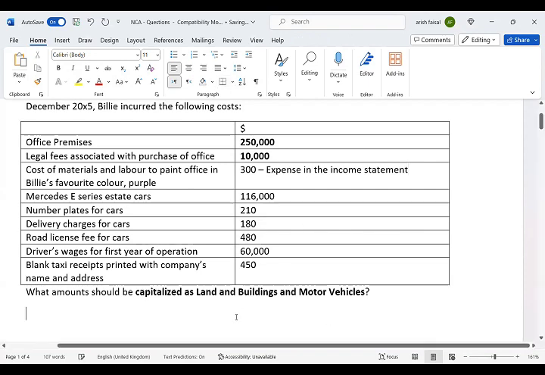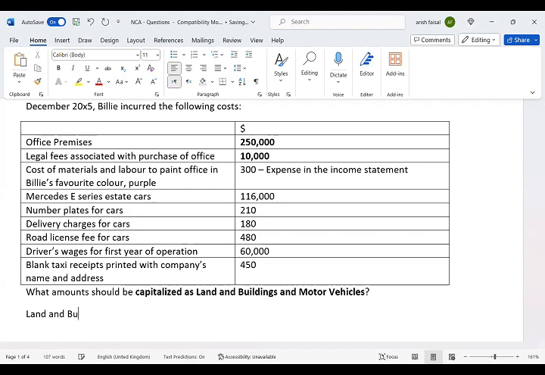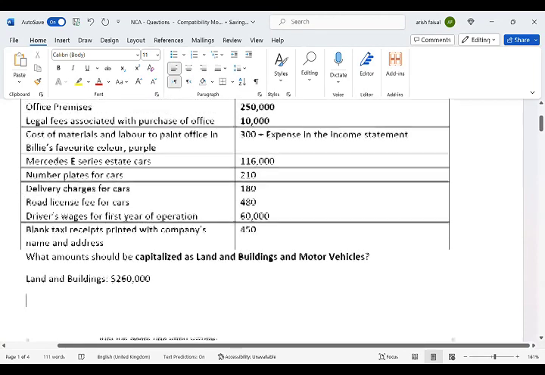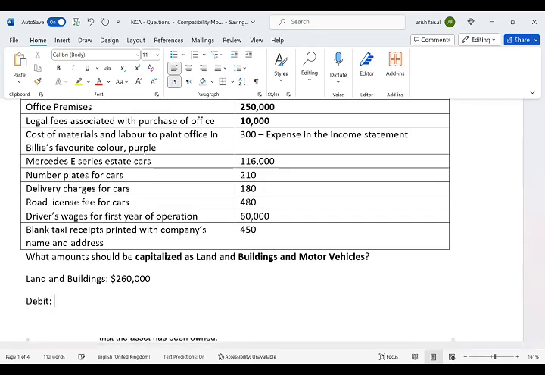So for the land and building, the total turns out to be 250 plus 10, that makes it 260,000. The entry in this case will be debit, your non-current asset, which is land and building, with the amount of 260,000, and credit will be, let's suppose Billy has paid through his bank account, so credit will be bank account with the amount of 260,000.